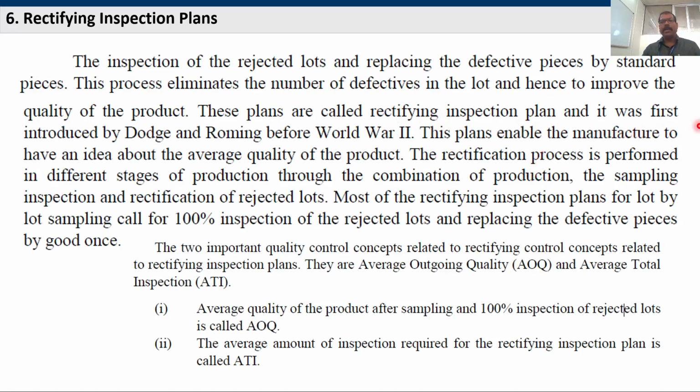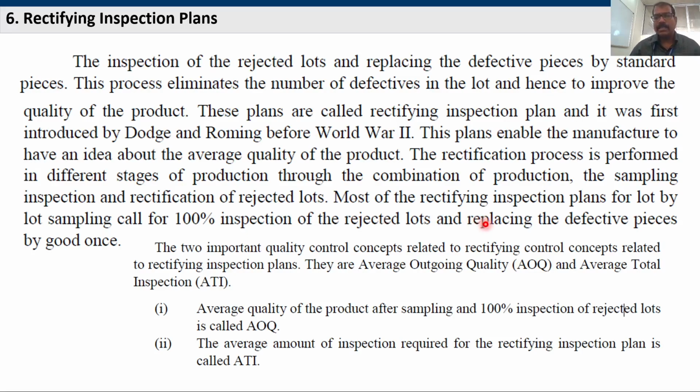These plans enable the manufacturer to have an idea about the average quality of the product. The rectification process is performed in different stages of production through the combination of production, sampling, inspection, and rectification of the rejected lots. Either at each and every process end they do a quality check and replace, or they do sampling inspection. In that sampling inspection also they do a rectification plan, or after rejection also they can do the rectification process.